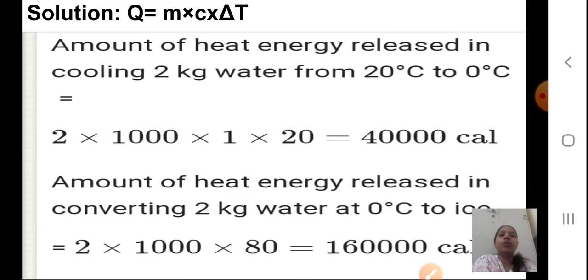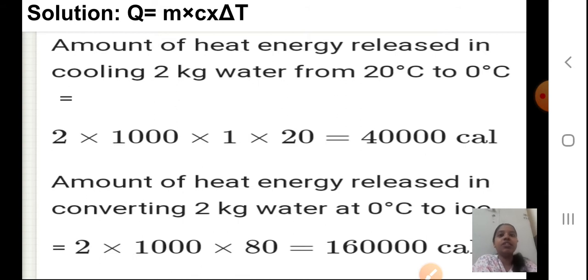Now, what is our solution? The same formula, Q is equal to M into C into delta T, is what you are going to use everywhere in each sum. Now, the amount of heat energy released. First, we have to cool 2 kgs of water from 20 degrees Celsius to 0. First I need to cool that water, and only then will it turn to ice.